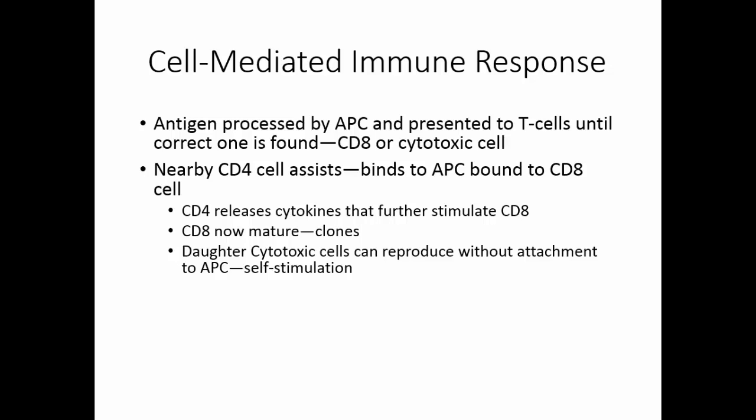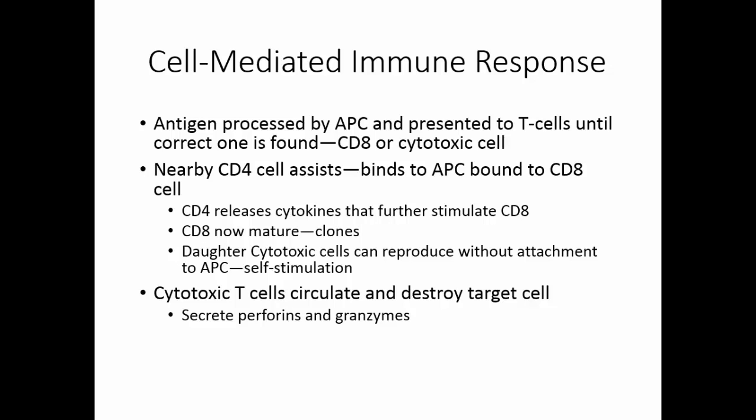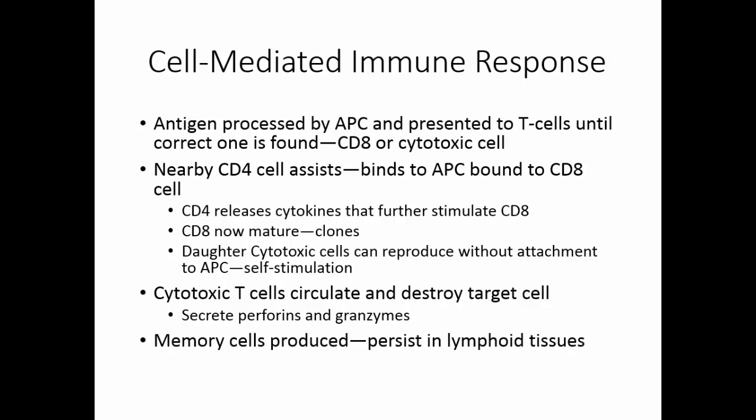We call this self-stimulation. The cytotoxic T cells now get into the circulation, and they circulate looking for the cells that have that protein that they are targeted to destroy. They secrete perforins and granzymes, which destroy the cell once they attach to it. Cytotoxic T cells have to directly bind to the cell that they have to kill. Also, when we're cloning all of those cytotoxic T cells, we make a few memory cells. These cells are going to live in the lymphoid tissues, and they'll be available should we encounter that particular antigen in the future.